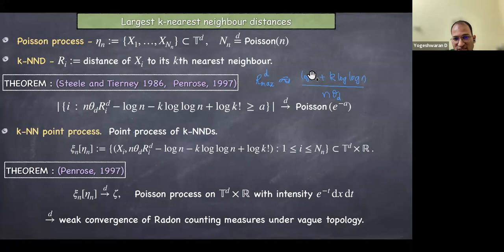So by doing the scaling, things which are not close to the maximum get pushed to minus infinity. So you are considering things which are very close to the maximum, okay? Or of the same order as the maximum. That is what the scaling is doing: you are looking close to the largest nearest neighbor distance. That is what we are trying to do with this scaling.